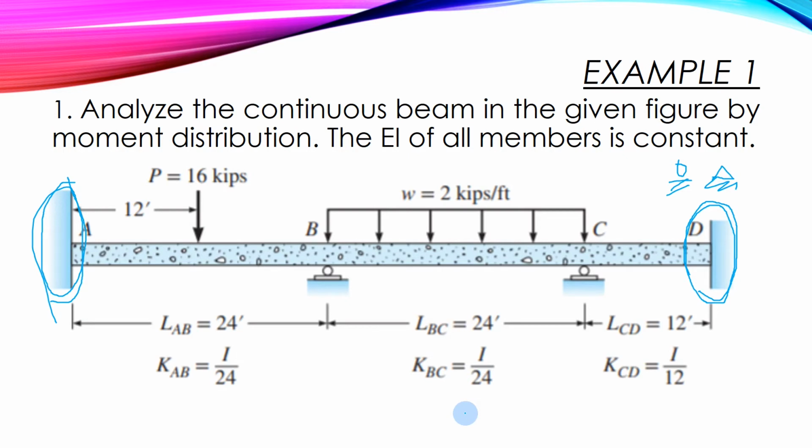So for sure this is an indeterminate beam. Now with this loading, guys, there is a 16 concentrated load at the center, then on BC we have a uniform load of 2 kips per foot. On CD there is no loading. The length of BC is 24 feet, then CD is 12 feet.